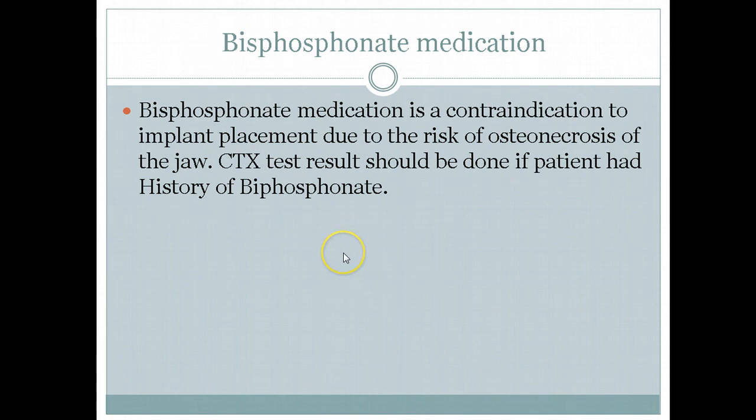Bisphosphonate medication, we went over in great detail. Bisphosphonate medication is a contraindication to implant placement due to the risk of osteonecrosis of the jaw. Based on the CTX result, one should determine what the impact of the bisphosphonate has been. So it is a contraindication depending on the CTX result. Then we talked about the drug holiday period, where every month you can gain about 26 pg per ml to get over 150, and then you have less risk to do the surgery. But like I said, do procedures where you can handle the complications.